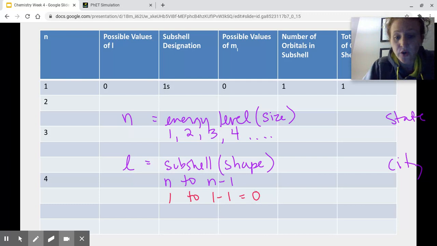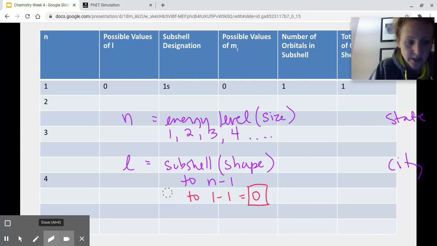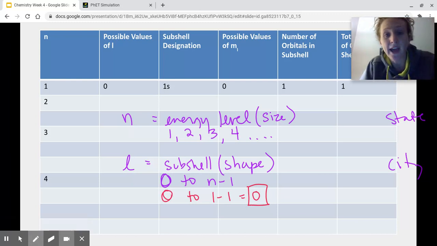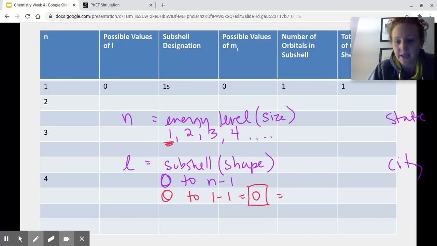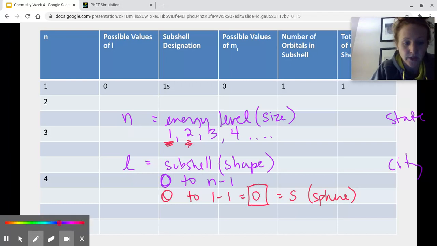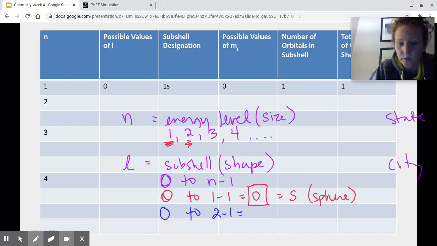Oh, okay, actually, this is not from N, sorry. This is going to be from 0 to N minus 1. So we really only have one shape that can exist inside the first energy level, and that is the S shape, which is a sphere. If we look at the second energy level, however, we can have all the shapes from 0 to 2 minus 1, which is 1. So we can have two shapes inside that second energy level.